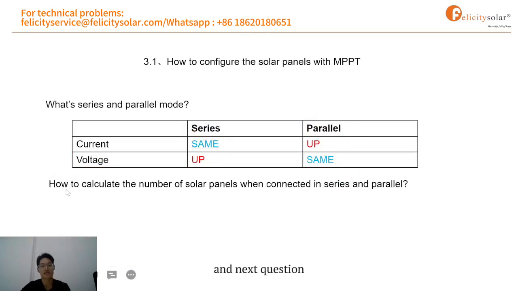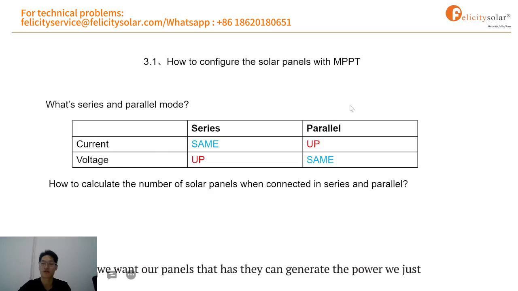And next question, how to calculate the number of the solar panels when connected in series and parallel? Why? Because we want our panels to generate the power. We just don't want it to surpass the limitation of our machine, just to protect our machine. Okay, so to answer this question, we need to get 3 crucial data.